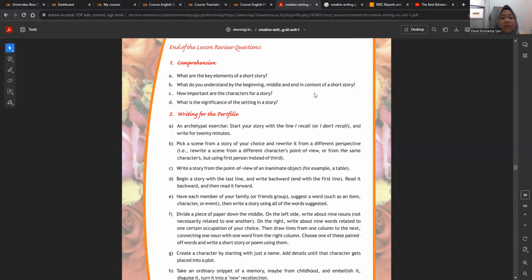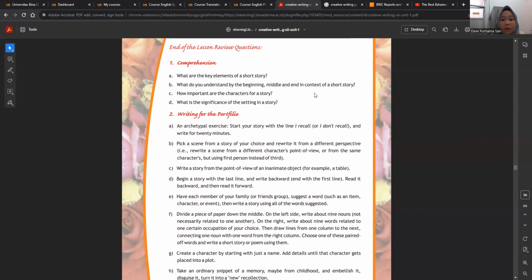Okay, and then have each member of your family or friends group suggest a word, such as an item, character, or event. Then write a story using all the words suggested. Okay. Next, so you have to involve your family members, your friends, for example, or you can ask your teachers, lecturers to give suggestions for your short story, so they can suggest the characters, for example, and so on.